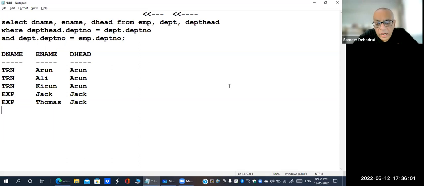Joining 10 tables, 20 tables, 40 tables, 50 tables is a routine thing. Trust me, it's a routine thing. It requires practice, of course. It requires a couple of months, maybe a couple of years of practice. Joining 30 tables, 40 tables, 50 tables. But no one's in a hurry.